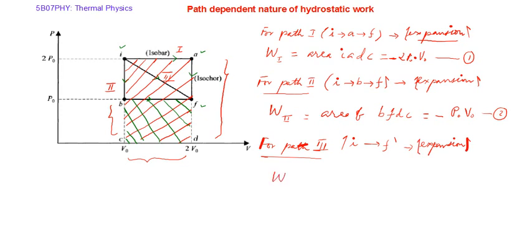W for the third path, how do you calculate the W for the third path? That will be the area under the curve representing I to F. So you can see that it is now this particular area. I have to take this much also. This much also should be taken. So I'm taking some area which is below IF too.